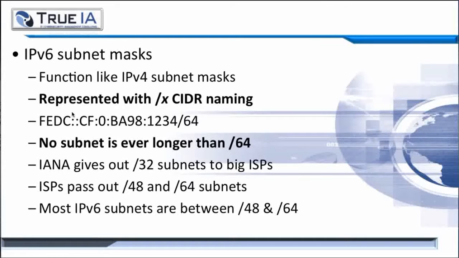Now, the IPv6 subnet mask functions a lot like the IPv4. It's represented with CIDR notation, and no subnet is ever longer than a /64. This primarily is because IANA only gives out /32 subnets to the big ISPs like Comcast. Those ISPs then pass out either /48 or /64 subnets. So most IPv6 subnets are going to be between /48 and /64.